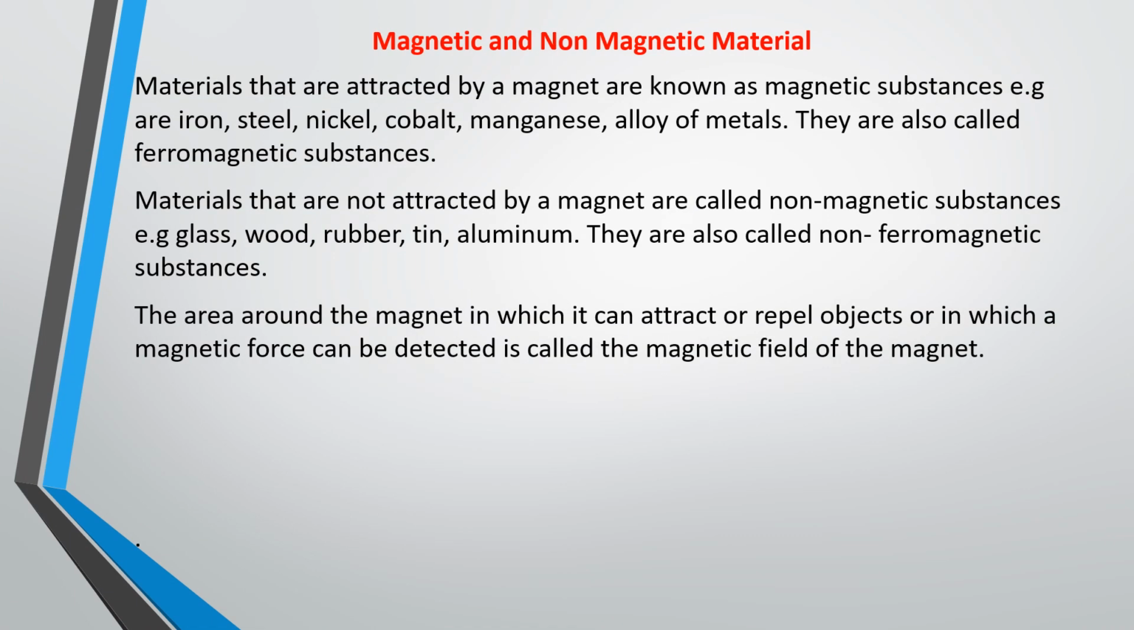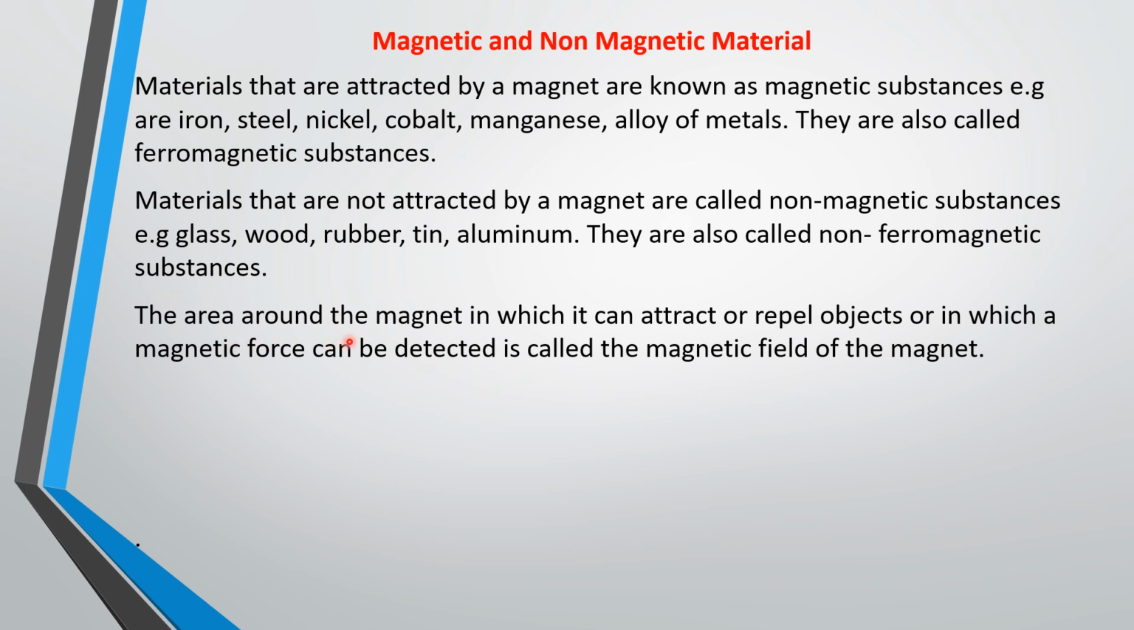Magnetic and non-magnetic material. Okay, so materials that are attracted by magnets are known as magnetic substances. Examples are iron, steel, nickel, cobalt, manganese, alloys of metals, and so on. These are also called ferromagnetic substances. Materials that are not attracted by a magnet are called non-magnetic substances. Examples are glass, wood, rubber, tin, aluminium, and they are also known as non-ferromagnetic substances.